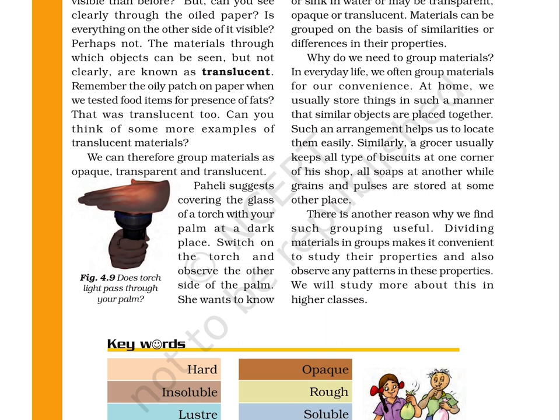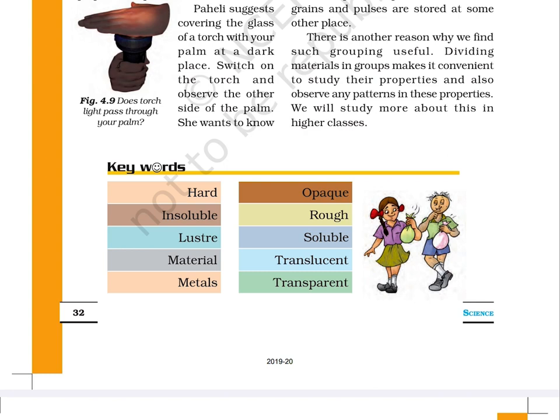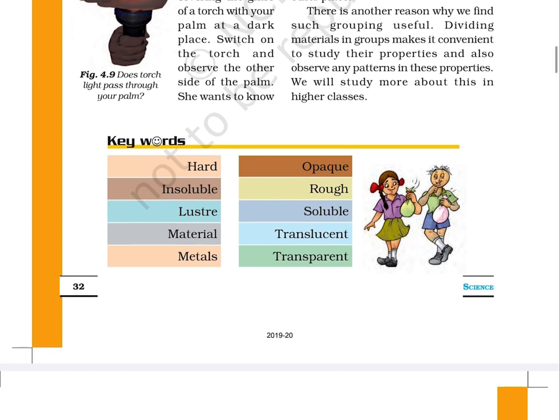There is another reason why we find such grouping useful. Dividing materials in groups makes it convenient to study their properties and also observe any patterns in these properties. We will study more about this in higher classes. Keywords: hard, insoluble, luster, material, metals, opaque, rough, soluble, translucent, transparent.